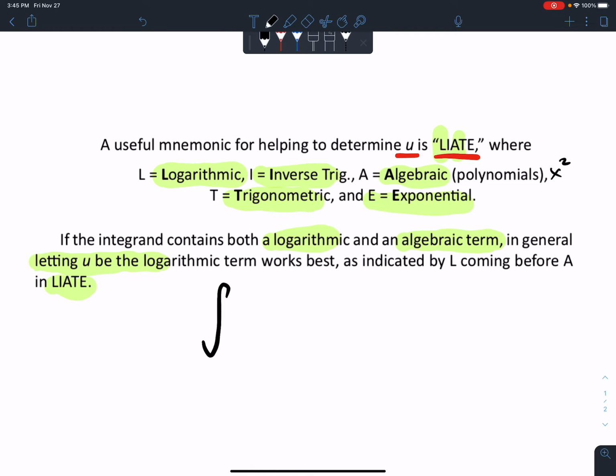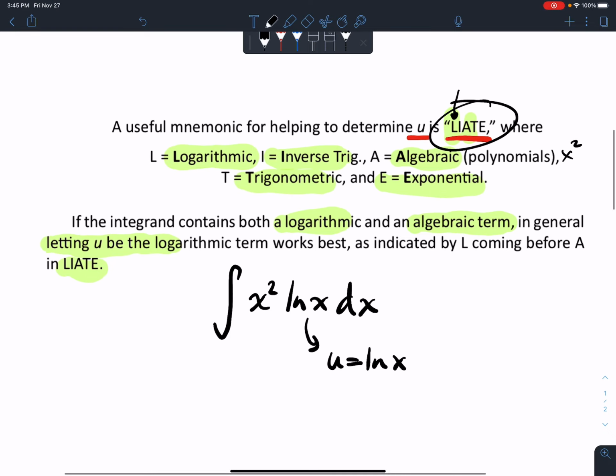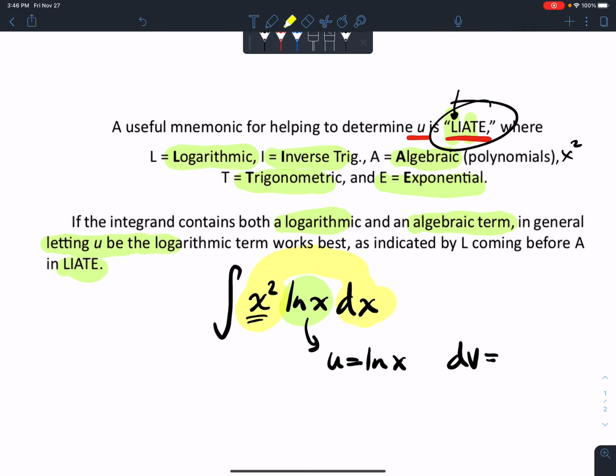So if maybe I had something like x squared ln x. I'm not saying this is integrable, I'm just giving you an example here. So using this LIATE, the logarithmic L is first, so a good choice would be to pick u to be ln x, and that leaves dv to be what's left. If I picked ln x, the only thing left is x squared dx.